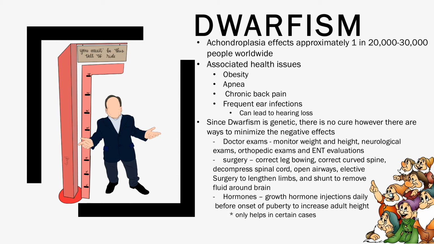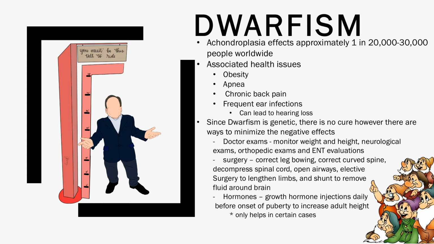There are some surgeries which can be necessary in order to alleviate some of the complications associated with achondroplasia, such as correction for leg bowing, correction for curved spine, decompressing the spinal cord, opening airways, and inserting a stent to remove excess fluid around the brain.